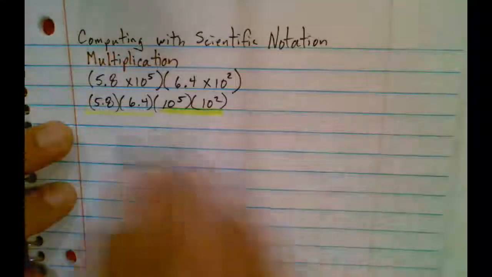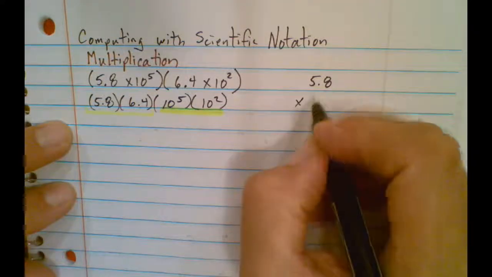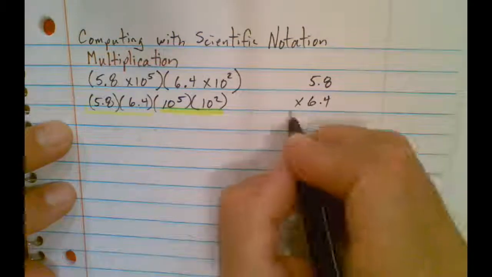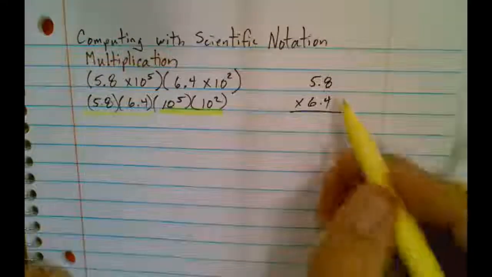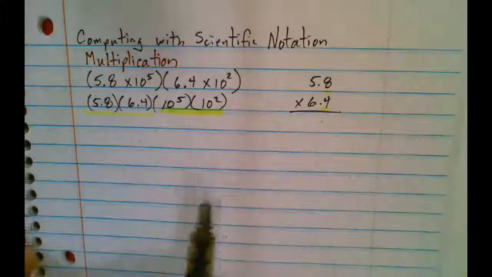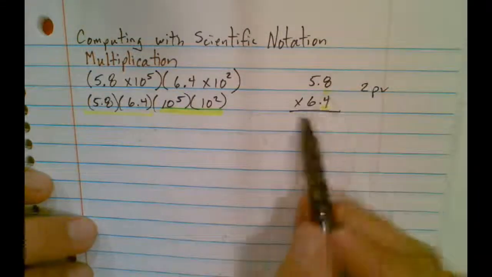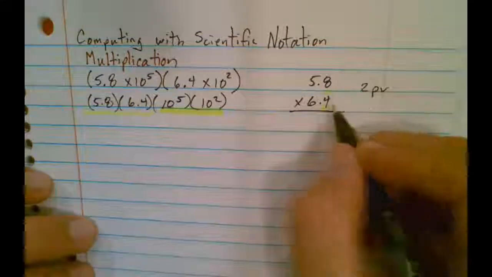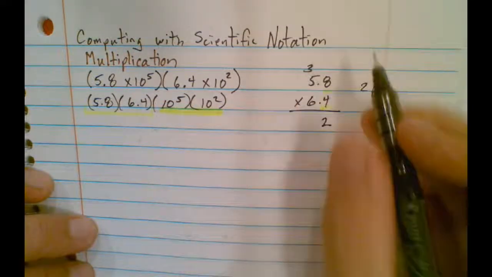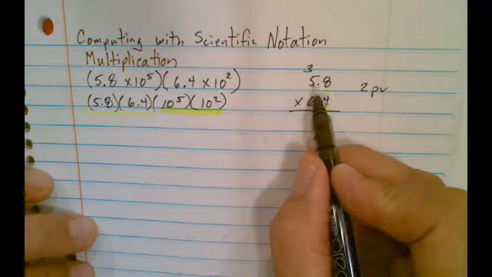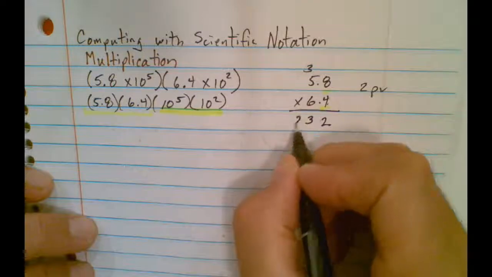I'm going to come over to the side and let's multiply 5.8 times 6.4. So I recall I have two place values here that I'm going to keep track of. So I'll just remember that. And I'm going to think of this as 58 times 64 as far as computing. 4 times 8 is 32. Put down the 2, carry the 3. 4 times 5 is 20. Plus 3 is 23. So I put down the 3, carry the 2.